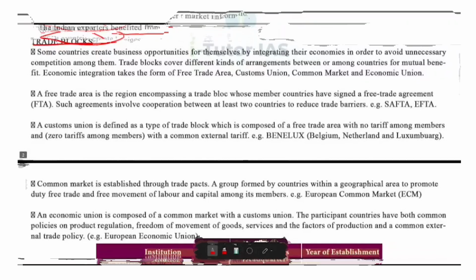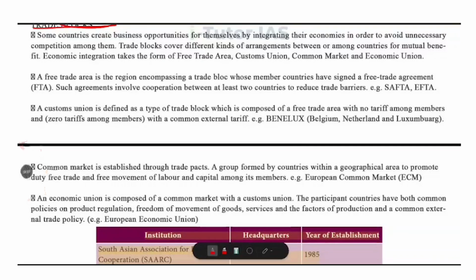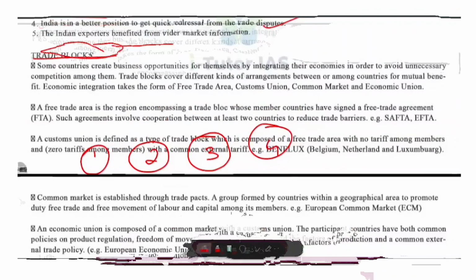Now, what are the purposes of trade blocs? First, to increase trade among member countries. Then, to protect domestic industries from outside competition. Third, to boost regional development. Then, to strengthen political and economic ties among members. So these are the purposes of trade blocs.